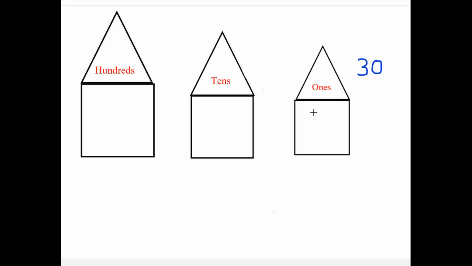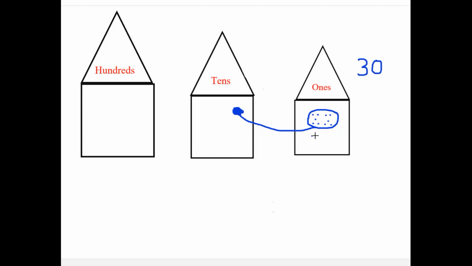I'm going to put 10 ones here. Okay, there's 10, but we can't do that, can we? No. So these 10 ones have to come over here to the tens house, and they'll become a big dot, which is 10 ones. Okay? All right. Now that's 10. That's only 1 here, right? We've got to have 3.